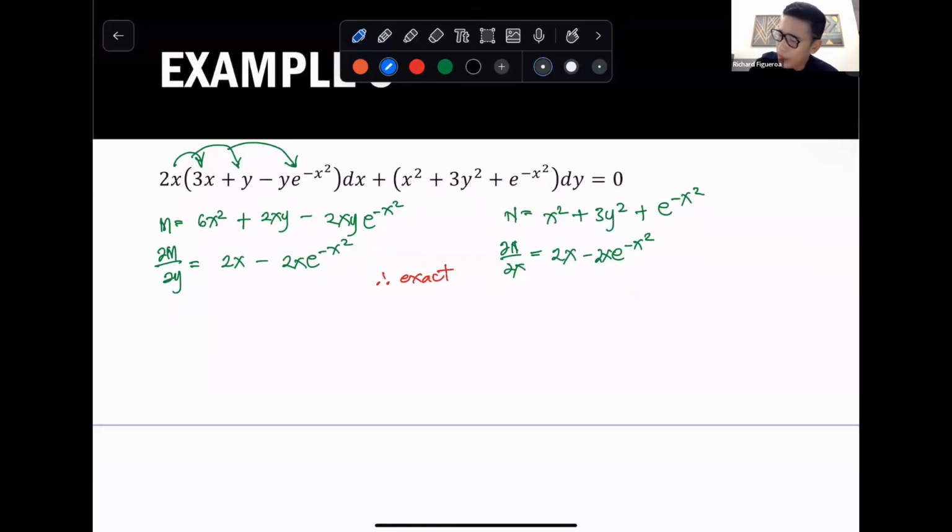So first step, which is easier as compared to the two? N is easier, since there is no product anymore.